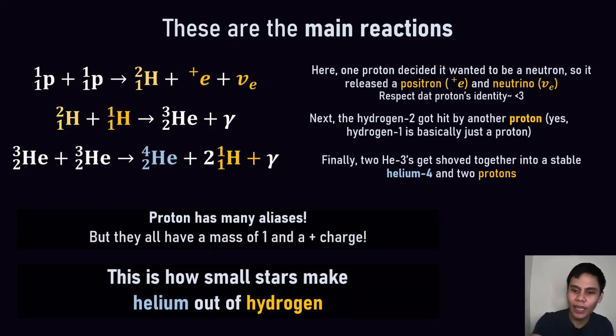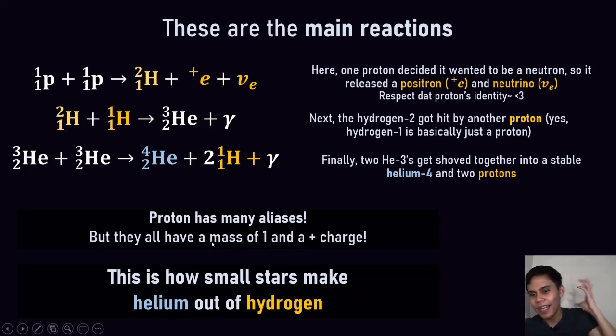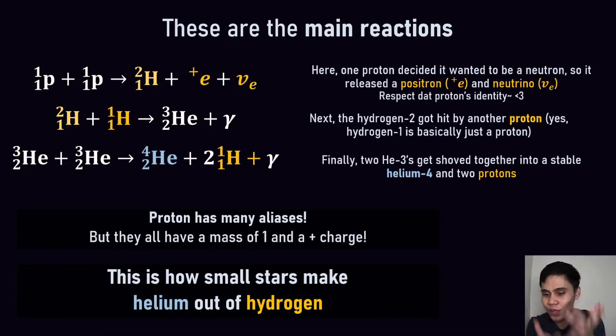All right, so again, proton has many aliases, but they will all have a mass of 1 and a positive charge. So if you see a particle which has a mass of 1 and is positively charged, or basically has these two numbers 1, 1, that's basically a proton. So this process is how small stars make helium out of hydrogen. This is the proton-proton chain reaction.